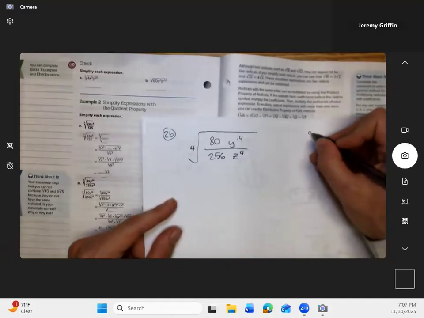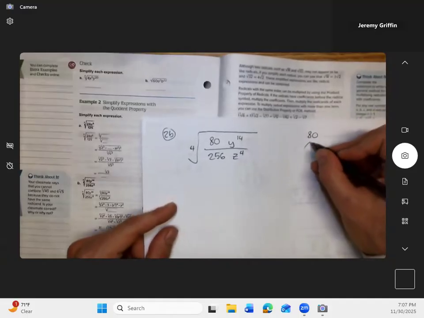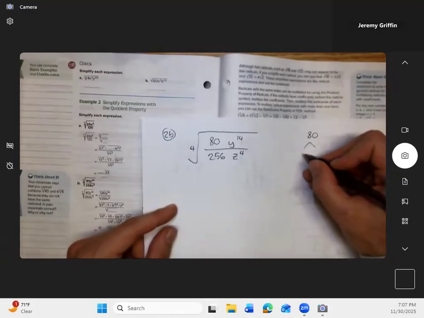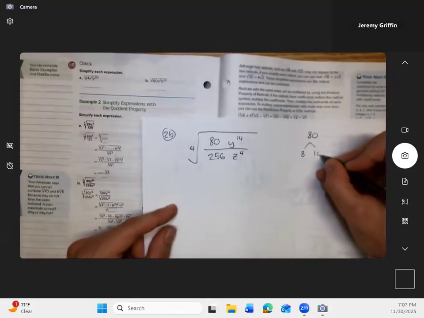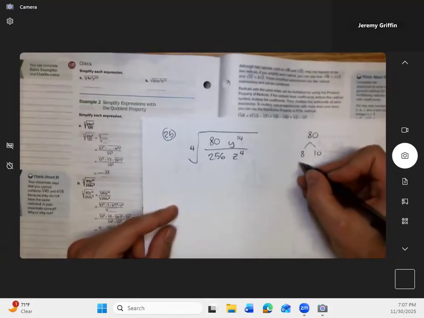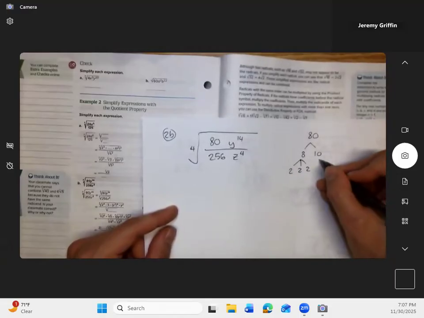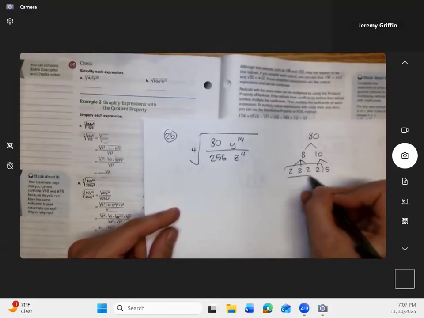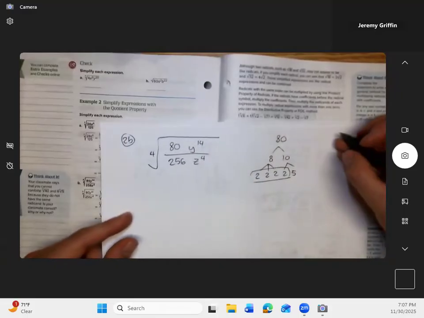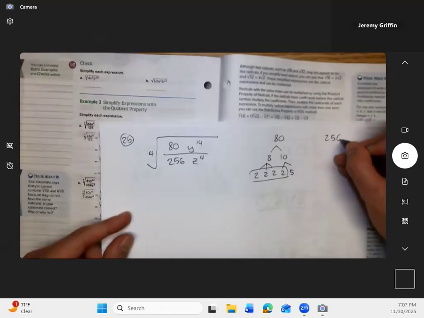Okay. So, what does 80 break down to? Factor tree. That could be 8 times 10. I don't know, that's one way to do it. And then 8 is 2 times 2 times 2, and 10 is 2 times 5. Yeah, look, we do have four 2s right there, put together now.